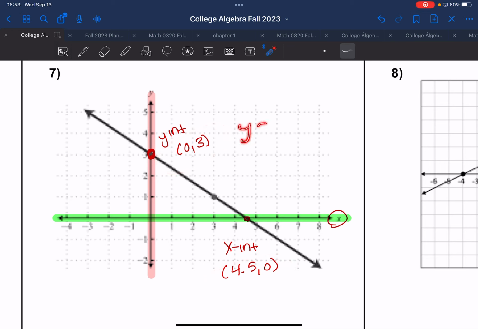Never write y equals 3 or x equals, in this case, 4.5. Don't write those equals, because remember when we did the last concept, when we had y equals something or x equals something, that gave us a graph of either a vertical line or a horizontal line. Okay, and it's not asking for that, it's asking for a point. Just make sure you write the points.